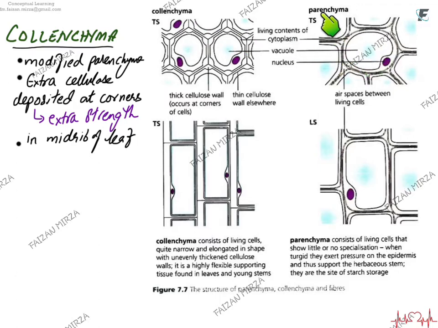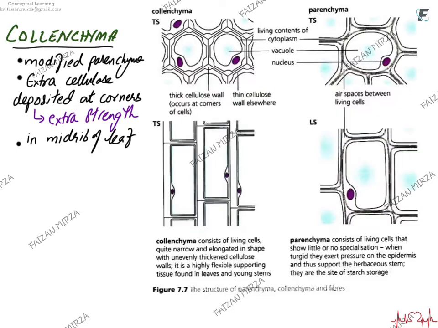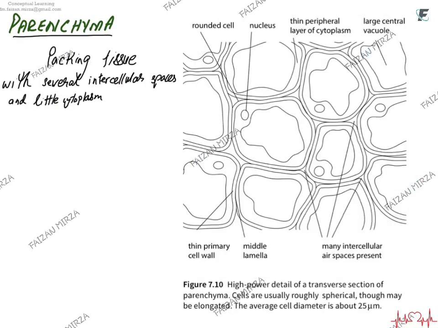This is parenchyma. What are parenchyma cells? Parenchyma cells are also just normal plant cells. They do not have any extra cellulose deposited at the edges. Rather, they have these intercellular spaces. These air spaces are the characteristic feature of parenchyma cells. Parenchyma cells are packing tissue. You can see all these air spaces. So wherever there are air spaces between the plant cells, they can be parenchyma cells, and wherever there is extra cellulose deposited around the corners or around the edges, that means that those are collenchyma cells.